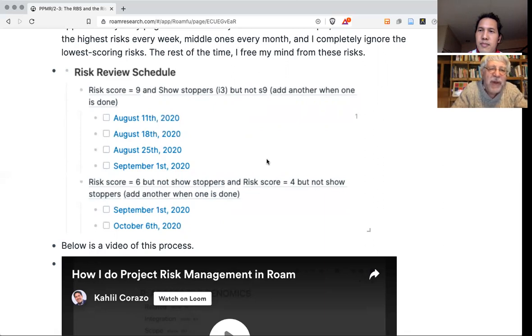Does it mean that risk score 3, you just ignore it? For this project, I chose to ignore it. So it's really up to you. Because you don't have infinite time, you have to choose how you're going to use your time. Mm-hmm. This is something I have never done. So for me, it's totally new.